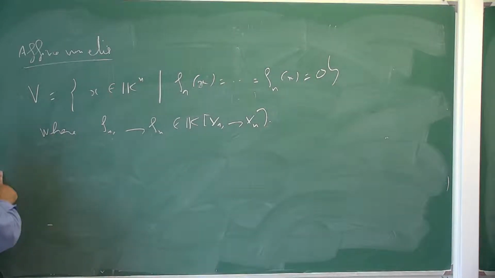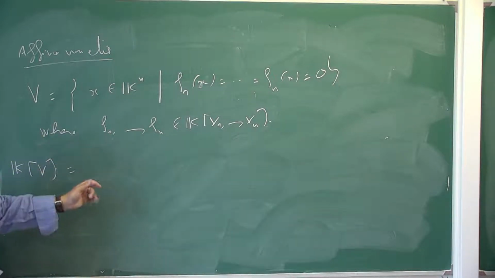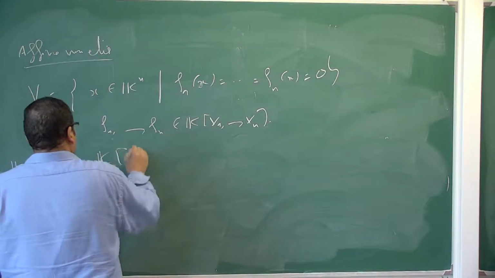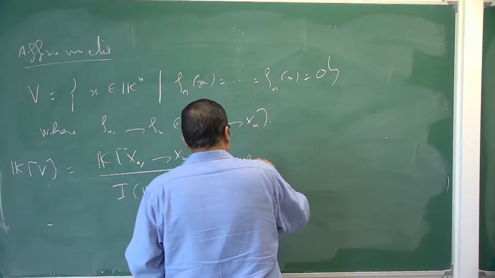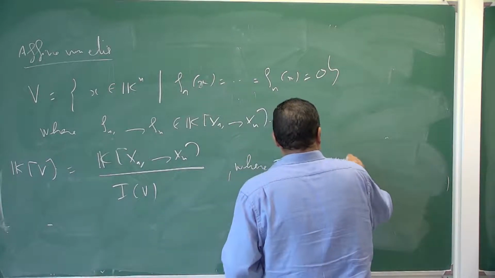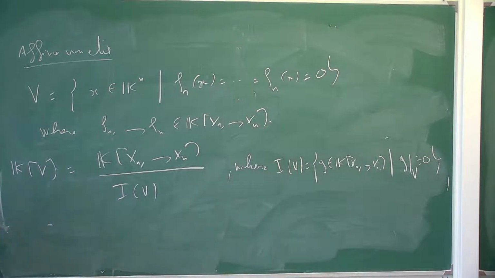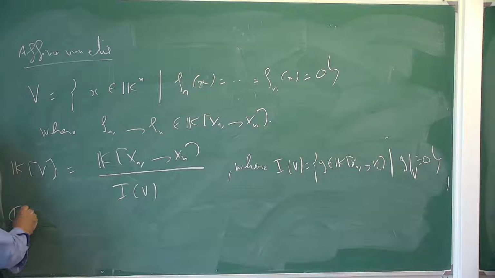So on this variety you can define functions, and the set of regular functions on V is, in some sense, obtained by taking polynomials, but we consider that two polynomials define the same function if their difference vanishes on the set V. So in some sense, it is the same as the set of polynomials divided by the ideal of V, where the ideal of V is the set of polynomials vanishing on V. This is the set of functions, and we also define, for example, for an irreducible V, the set of rational functions as the fraction field of this set of regular functions.